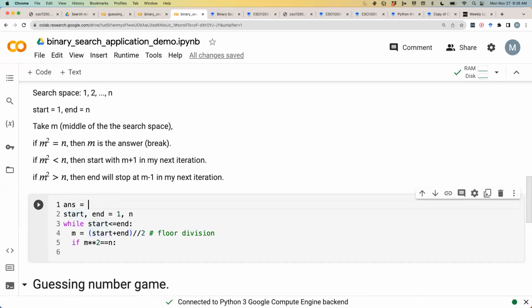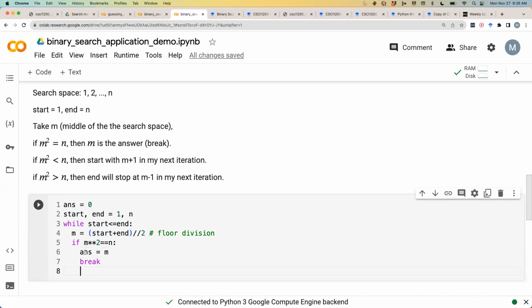So I'm going to create a new variable for the answer. At the beginning it's some value, 0 for example. So answer will be equal to m, and then I break it. I create a variable to store the answer, and at the beginning I set it to 0 or any other value. It doesn't matter. So answer is equal to m, and then I break.